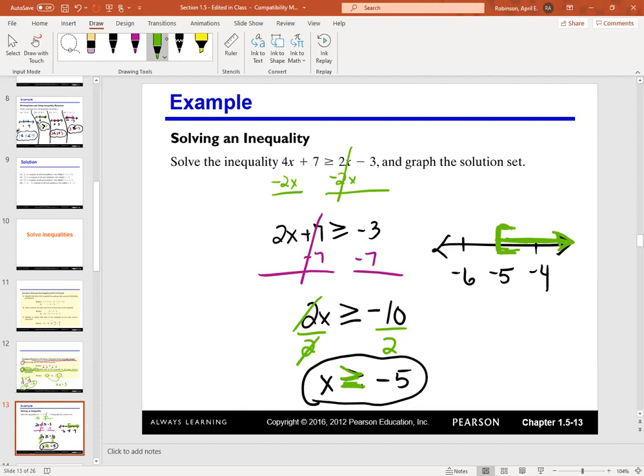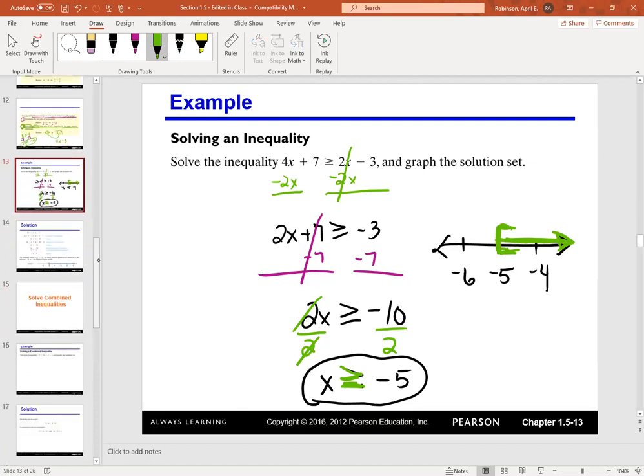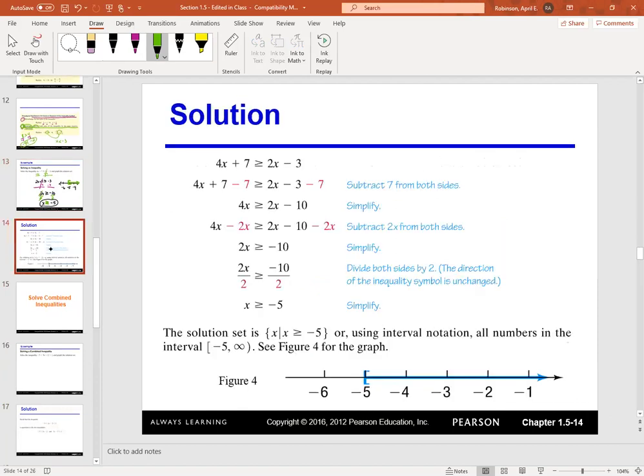Now, I didn't have to divide by negatives, so I didn't have to reverse my sign. I didn't have to switch my x on either side. And then I left the slide in here where they show how they did it. And they subtracted 7 first, and then they subtracted 2x second. I don't know why they do it that way. I subtracted the 2x first. I'm solving for x, so that's what I focused on was, hey, get rid of one of those x's. But you can still see it's the same answer.